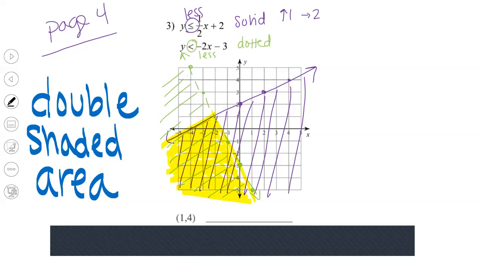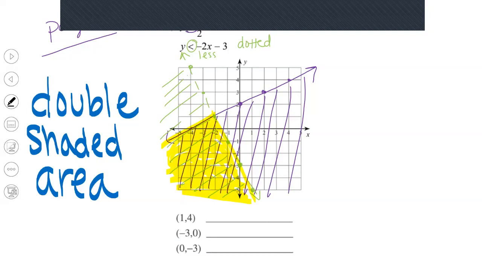Okay? So let's go look at my questions down here. My questions ask me, are these points a solution? How do I know if these points are a solution? They have to be in the double shaded area. So I have point 1, 4. That's point number 1. Is point number 1 a solution to this problem? No. So in your green box, you type no.